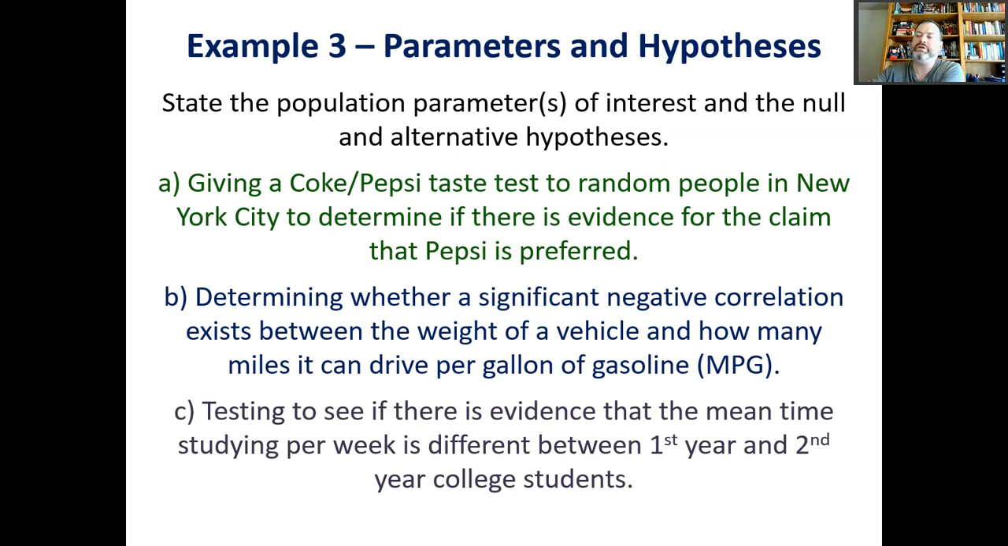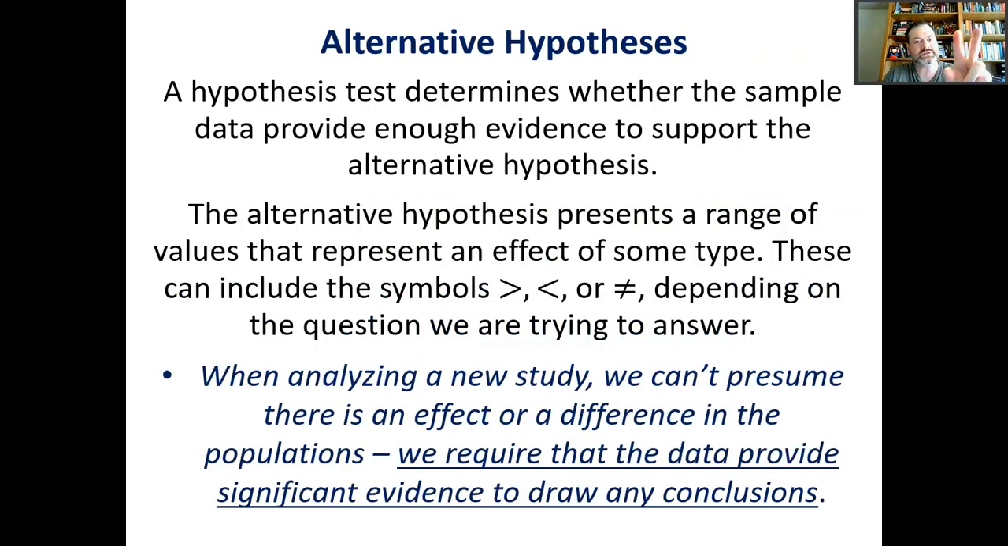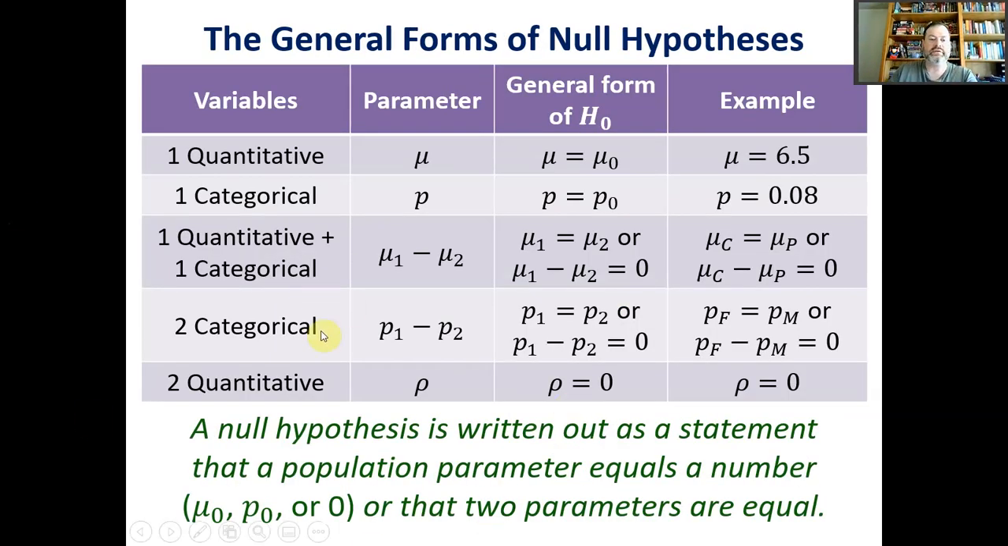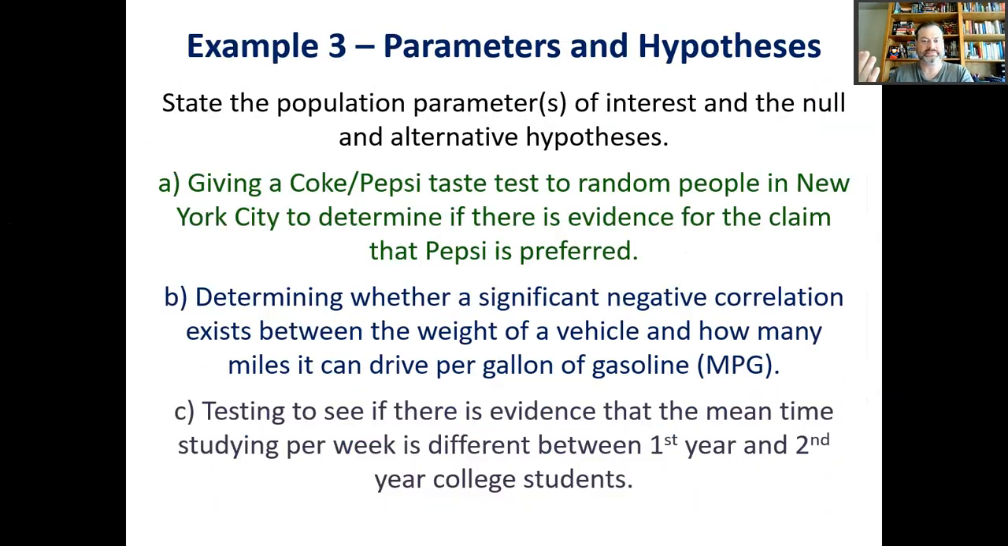All right, part B. Determining whether a significant negative correlation exists between the weight of a vehicle and how many miles it can drive per gallon of gasoline, in miles per gallon. Well, we see the word correlation. So that tells you that the population parameter is rho. So let's go back 2 slides. If the parameter is rho, then we're just going to write rho equals 0. That's just how it works. It's always rho equals 0. So that was easy for our null hypothesis.